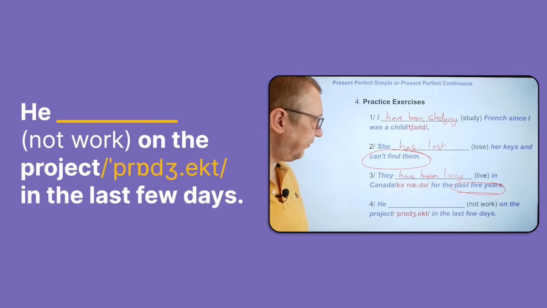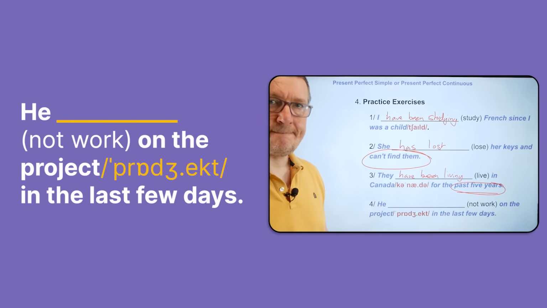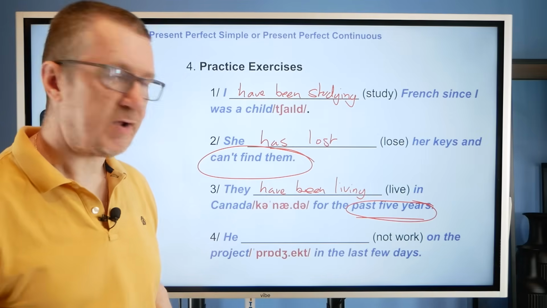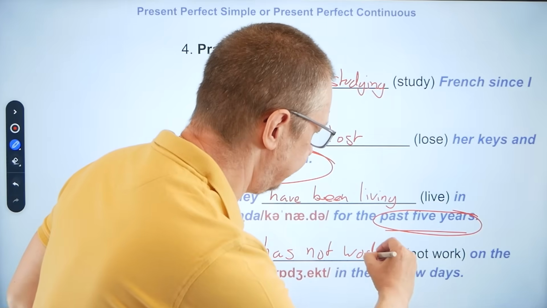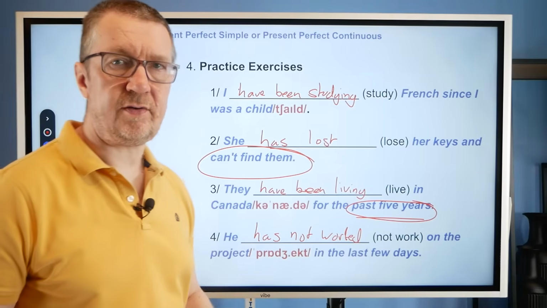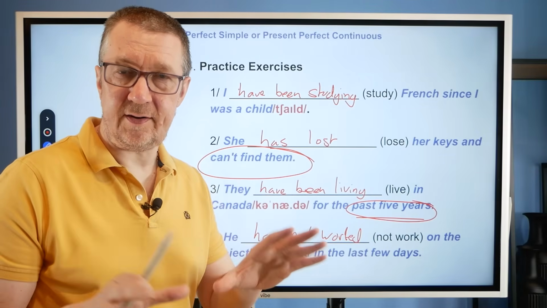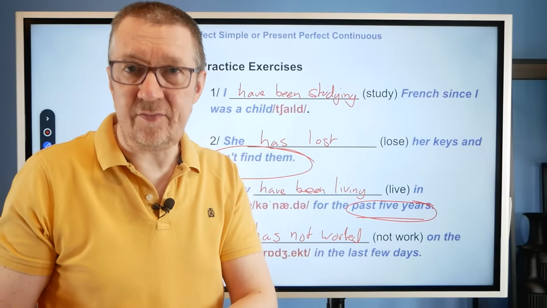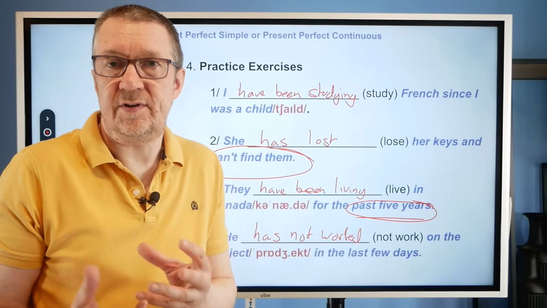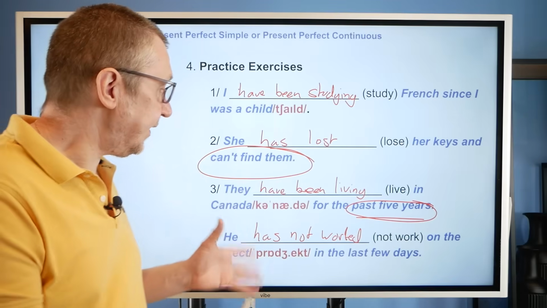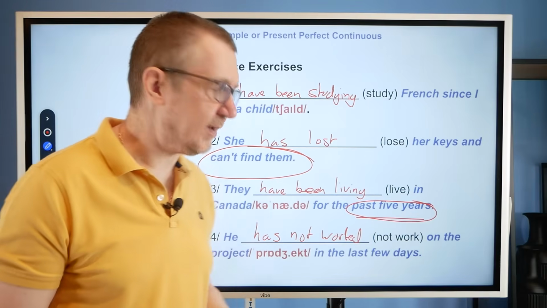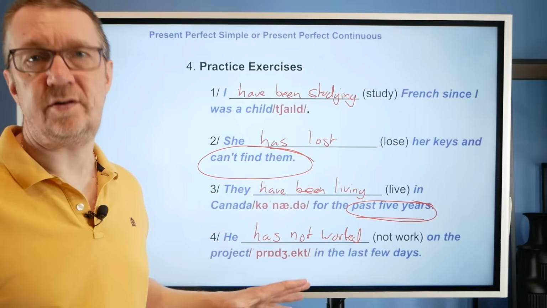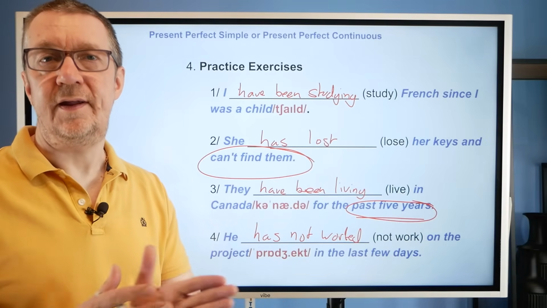Okay, let's have a look at number 4. "He on the project in the last few days." What do you think this is? Okay, he has not worked on the project in the last few days. For me, this sounds normal. This sounds right. So now the result is the project is not finished, or the project has not been moved forward. But again, you could say he has not been working on the project in the last few days, but for me it feels clunky. I would say this was the correct answer. He has not worked on it in the last few days, therefore now it has not progressed.